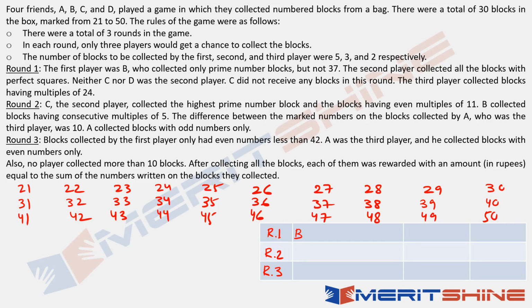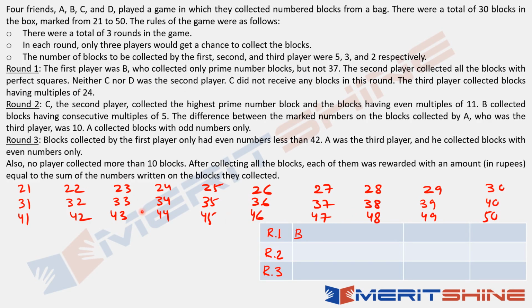It will not take much time, right? Now, why have I done this? Look at this second condition. The second player collected all the blocks with perfect squares. Now you know that 4 square is 16. So here the first perfect square would be 25. The second one would be 36, 6 square, and the third one would be 7 square, 49. 8 square would be bigger than 50. So there are just 3 perfect squares. Things like that are manageable.